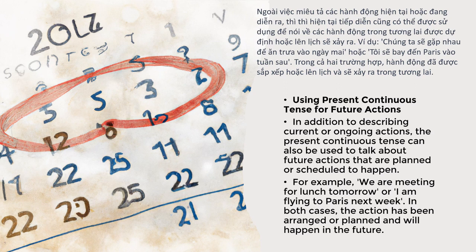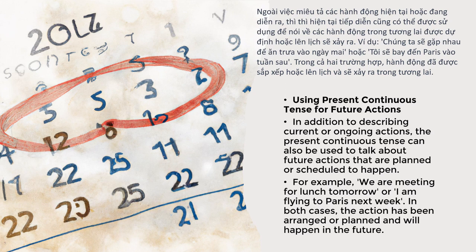When utilizing the present continuous tense to describe a future event, it is common to include additional context or information to help clarify the temporal relationship between the event in question and the present moment. For instance, someone might say, "We are meeting for lunch tomorrow," to convey that they have already made arrangements to meet with someone for lunch on the following day. Alternatively, someone might say, "I am flying to Paris next week," to indicate that they have already purchased a plane ticket and have plans to travel to Paris in the near future.